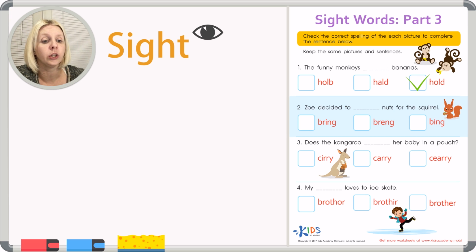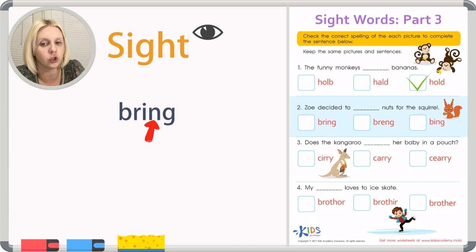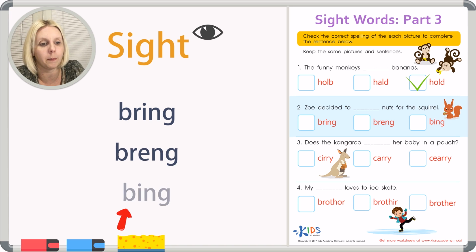Number 2 says, Zoe decided to blank nuts for the squirrel. Or it's probably pronounced Zoe. Zoe decided to blank nuts for the squirrel. So what did Zoe try to do? Did she bring nuts? Did she brang nuts? Or did she bing nuts? Now this one actually sounds correct, and not all sight words do, but let's go through these again. We've got B-R-I-N-G, we've got B-R-E-N-G, and we've got B-I-N-G. So on each one of them, they make the B sound. On this one, this makes a R-ing sound.